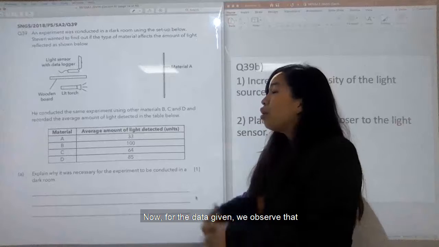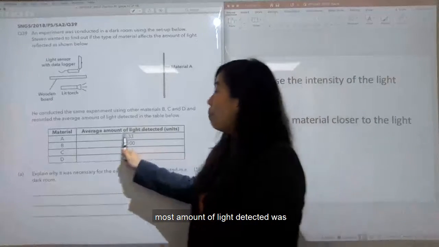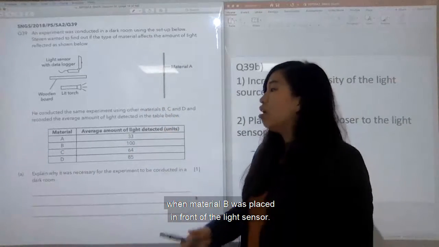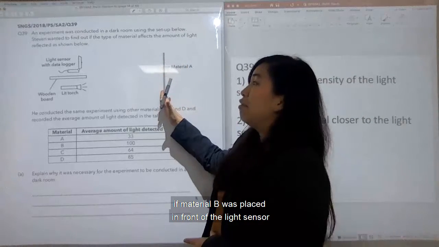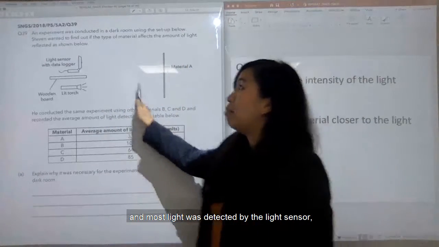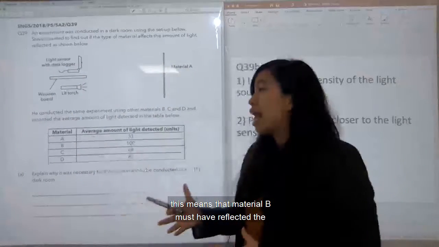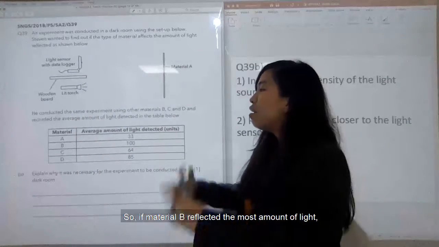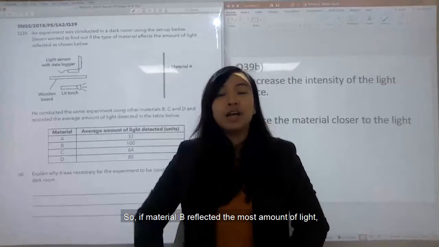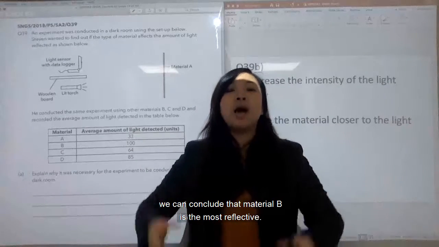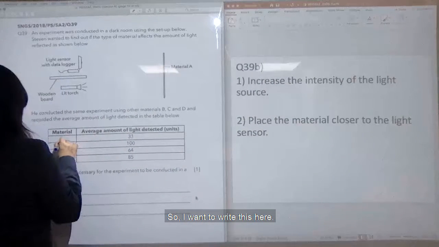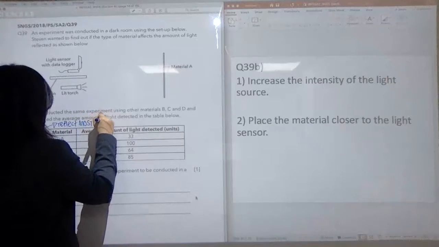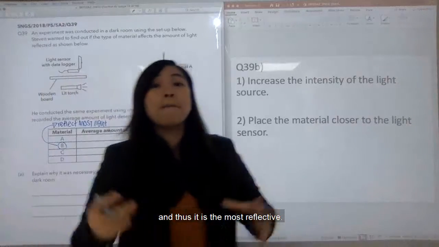Now for the data given, we observe that most amount of light detected was when material B was placed in front of the light sensor. So once again, if material B was placed in front of the light sensor and most light was detected by the light sensor, this means that material B must have reflected the most amount of light. So if material B reflected the most amount of light, we can conclude that material B is the most reflective. So I'm going to write this here. Material B reflects most light, and thus it is the most reflective.